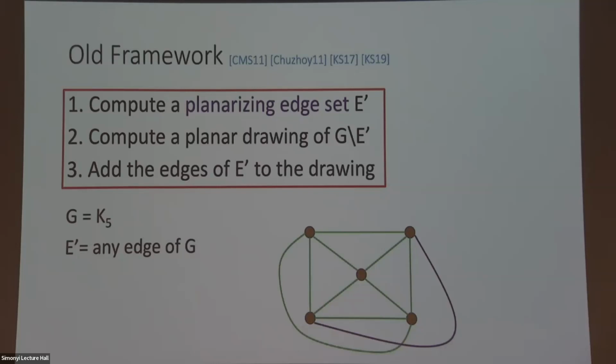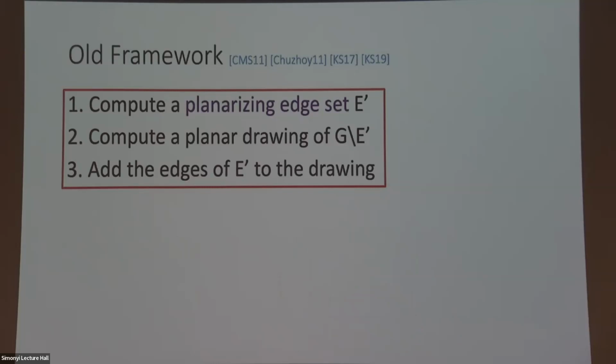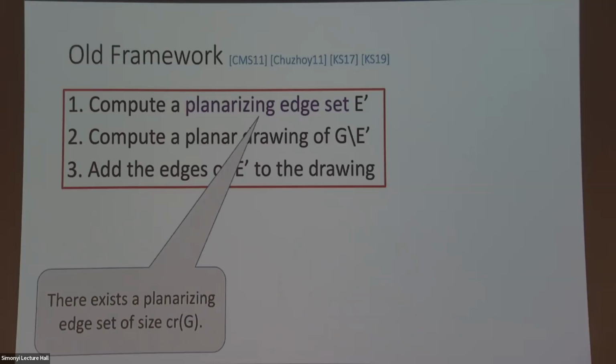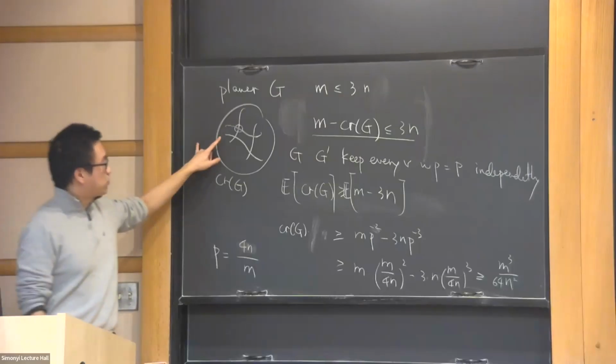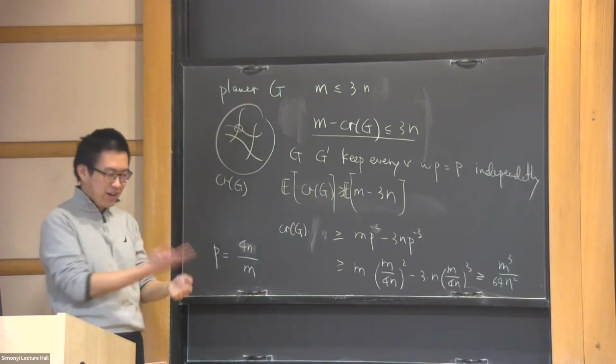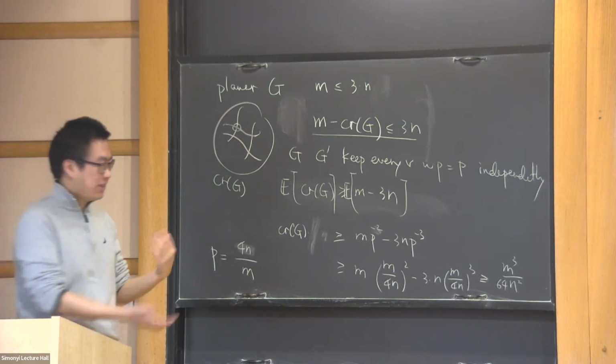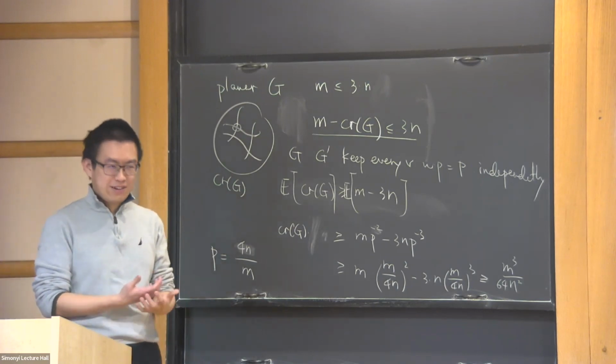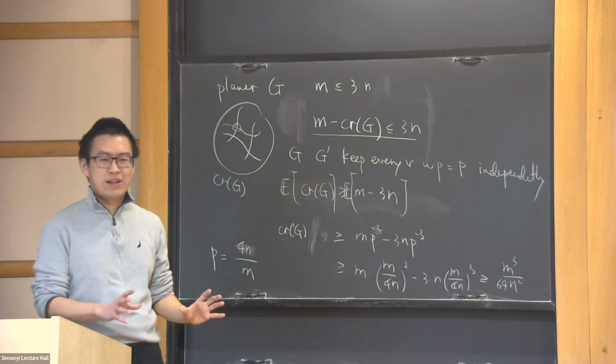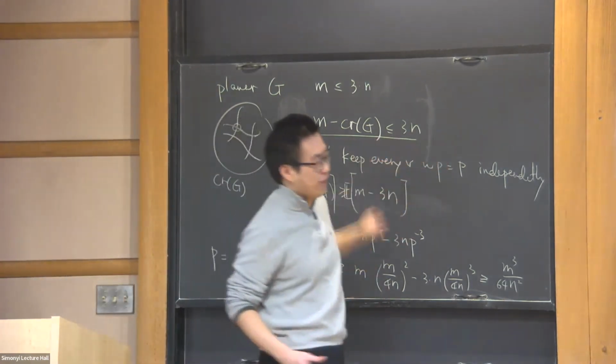So how do previous works use this framework? Let's look at each of these steps in detail. The first step is to compute a planarizing edge set. It is not hard to observe that there exists a planarizing edge set of size CRG. It is just what we have done here. Look at this optimal drawing. For every crossing, we take out one of the edges that participate in it. So we collect a set of edges, and we are guaranteed that removing them leaves the remaining graph a planar one.